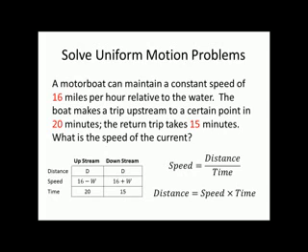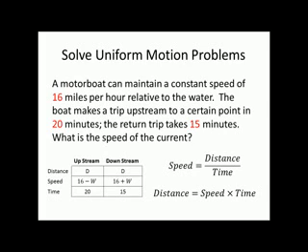I've organized what we know and what we don't know into a table here. One thing that's the same is that the boat goes the same distance upstream and downstream, so I've made that just a plain D. Our speed upstream is 16 minus W, 16 miles per hour minus the speed of the current, because when going upstream, the river slows us down. When we're going downstream, with the flow of water, the speed of the current helps us, so the speed is 16 plus W. The time upstream is 20 minutes, the time downstream is only 15.